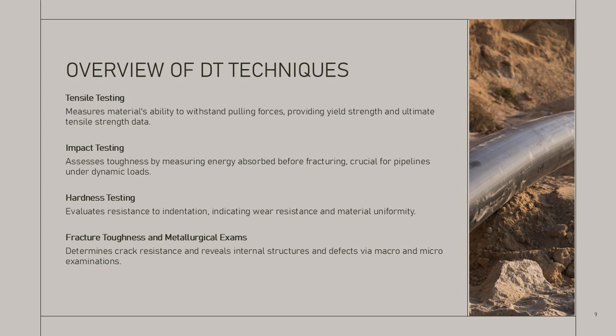Hardness testing assesses resistance to indentation, offering insights into wear resistance and material uniformity. Fracture toughness testing determines a material's ability to resist crack propagation, essential for preventing catastrophic failures. Bend testing checks ductility and weld quality by bending samples to specific angles. Macro and micro examinations reveal internal structures and defects, aiding in quality control and failure analysis. Each method serves a unique purpose, and together they provide a comprehensive picture of pipeline material performance under various conditions.